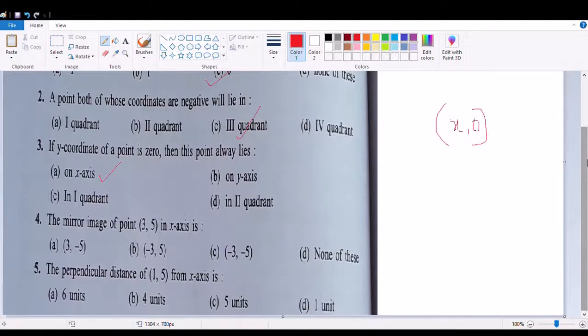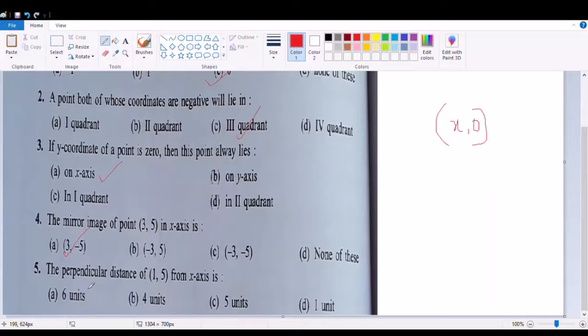The mirror image of the point (3, 5) in the x-axis. In the x-axis, the x coordinate will always be the same and the sign of the y coordinate will change. So the mirror image of (3, 5) in the x-axis is (3, -5).